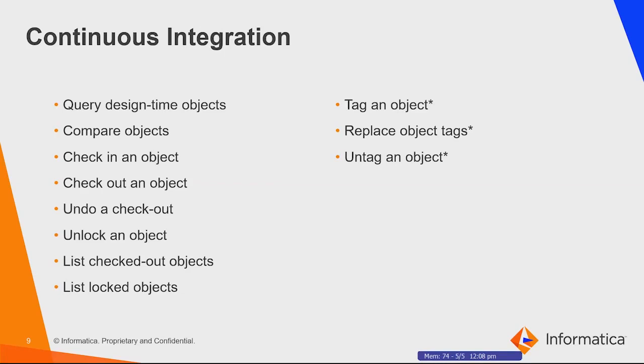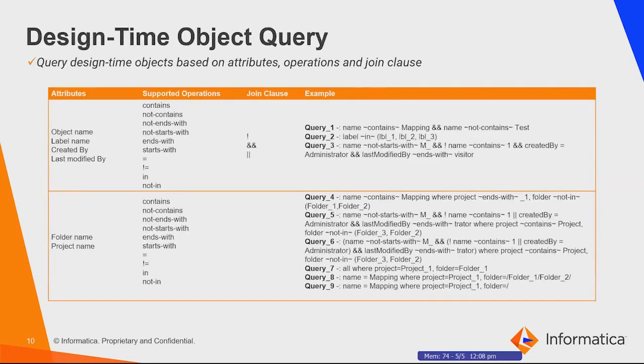As I said, we can do tagging. We can also untag and replace the object tags. Tagging, as I mentioned, is one of the powerful features which can help us identify certain objects based on the tag name. It gives a particular name to a set of objects which can later be used to filter those objects via the command line or via API calls. This is one of the continuous integration functionalities.